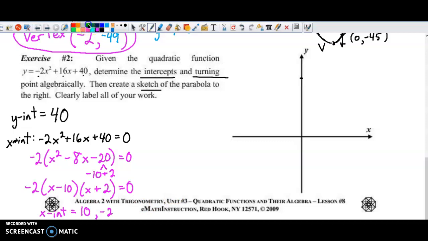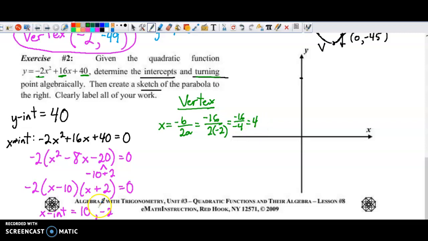So let's talk about the vertex now. The turning point is the word that they use here. You're going to hear me say the vertex, and I'm just going to underline it. You want to use the equation -b over 2a. So as a reminder, the c value is 40. We don't want that. We want the b value, which is 16, over 2 times the a value of -2. So 2 times -2 is -4, and -16 divided by -4 is 4.